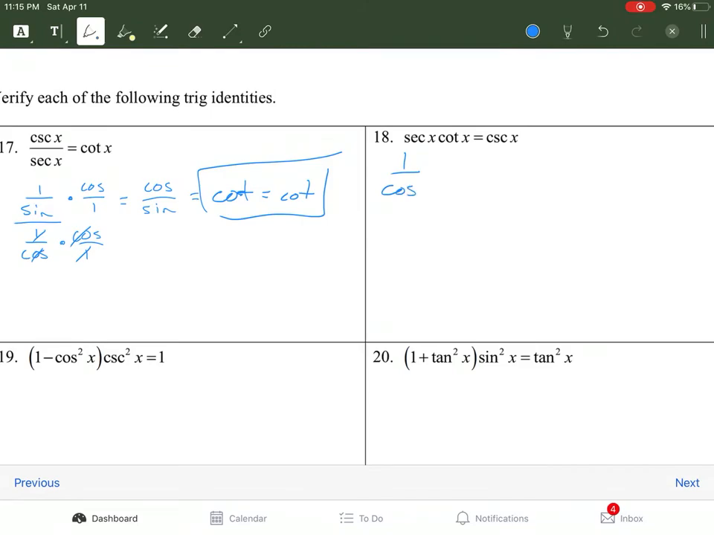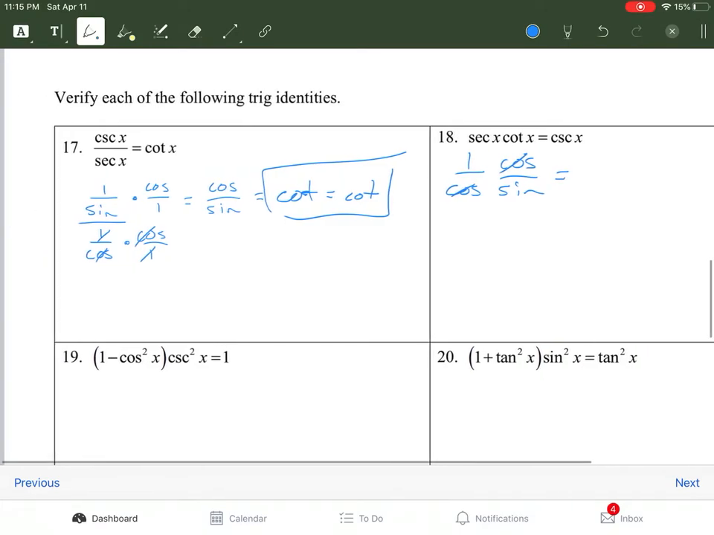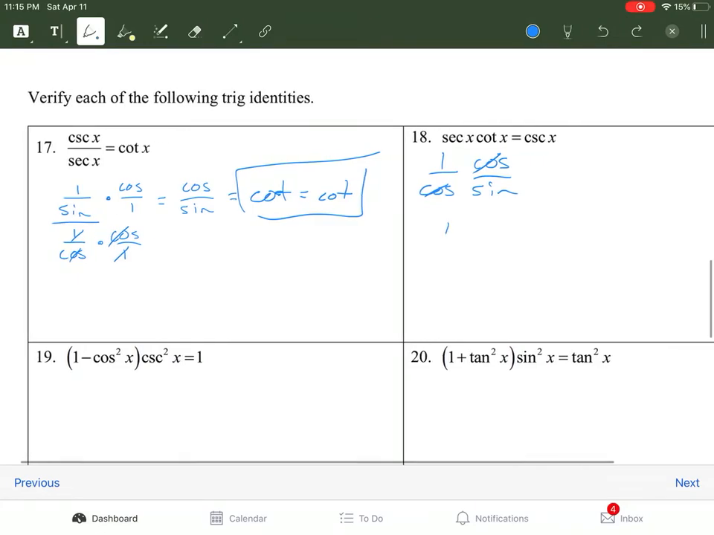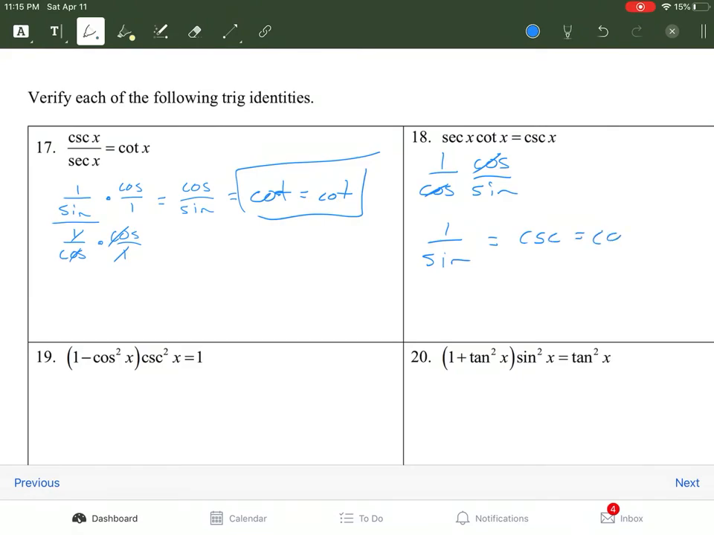Number 18. Secant is 1 over cosine. Cotangent is cosine over sine. All right. The cosines will cancel each other out. Be left with, let's get rid of that actually. Be left with 1 over sine. And 1 over sine is equal to cosecant, which is equal to cosecant.